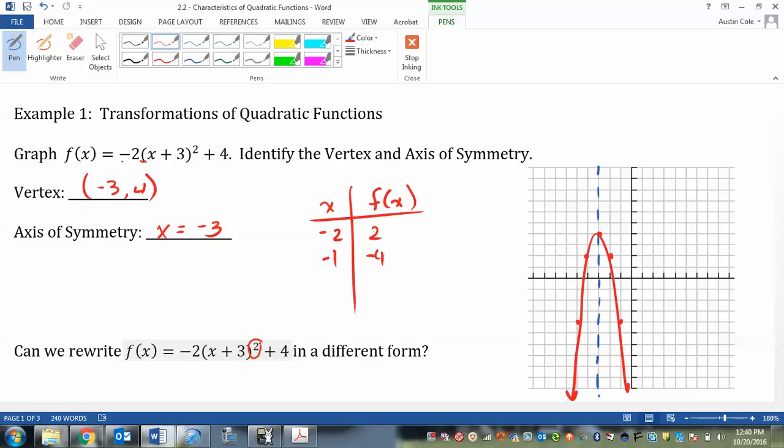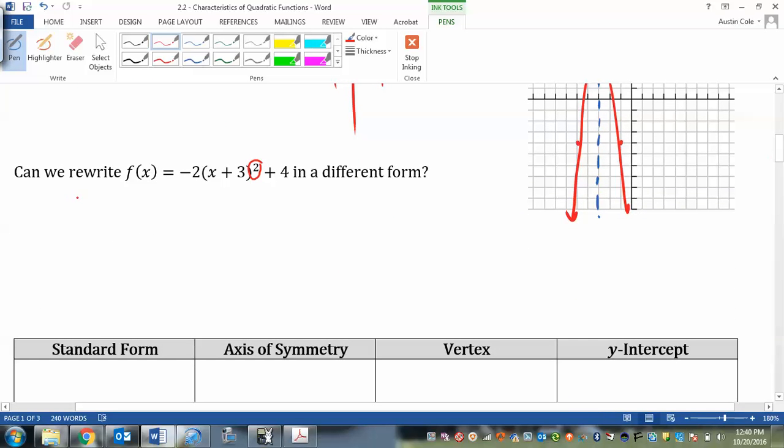Outside of this, what we're doing right now, what is the idea of squared in an Algebra 1 mind? Multiply by itself. So mathematically, it's legal to rewrite this as negative 2 times x plus 3 times x plus 3, because it's squared, it's timesing by itself, plus 4. Okay, now here's what I'm going to do. I'm going to FOIL this guy.